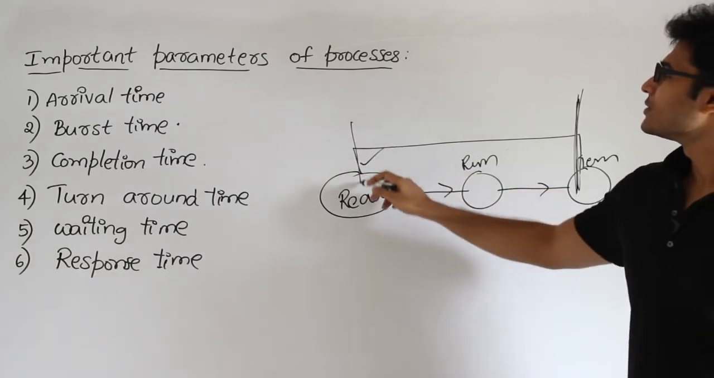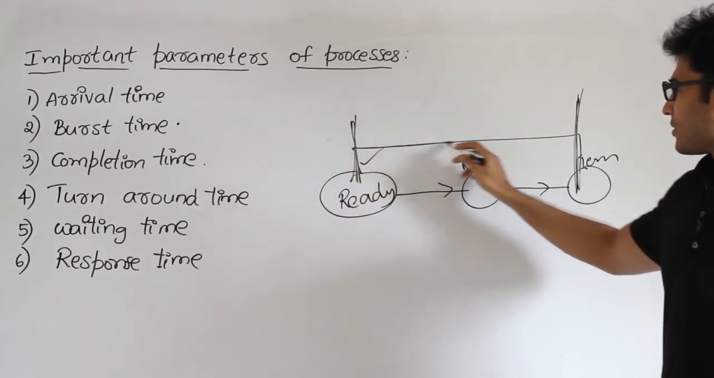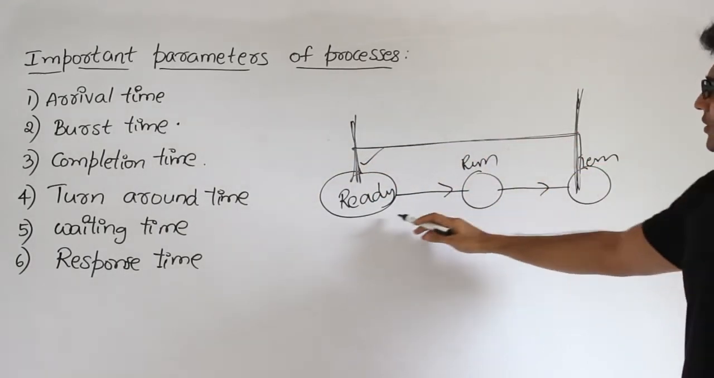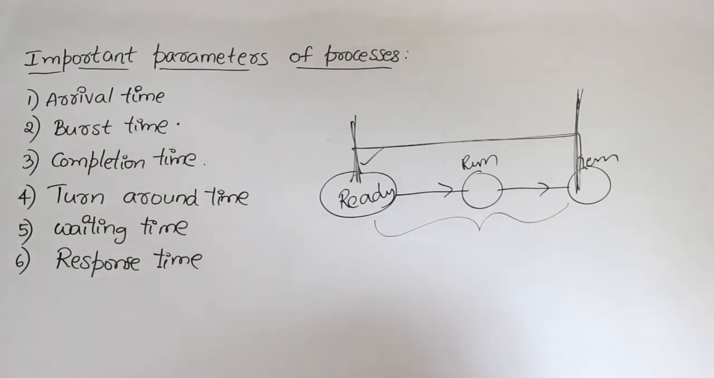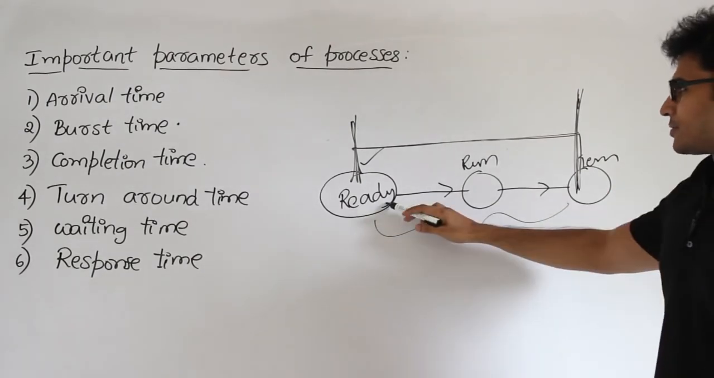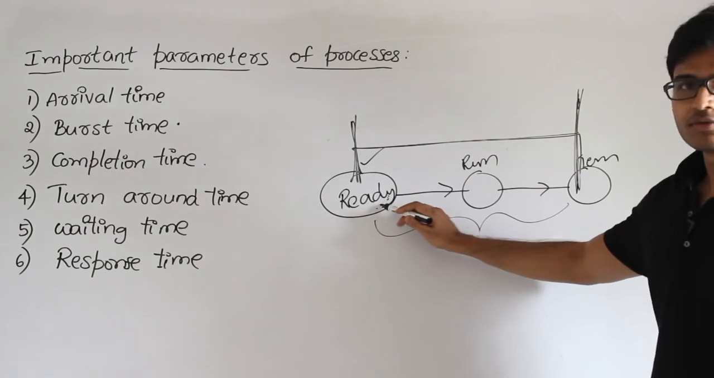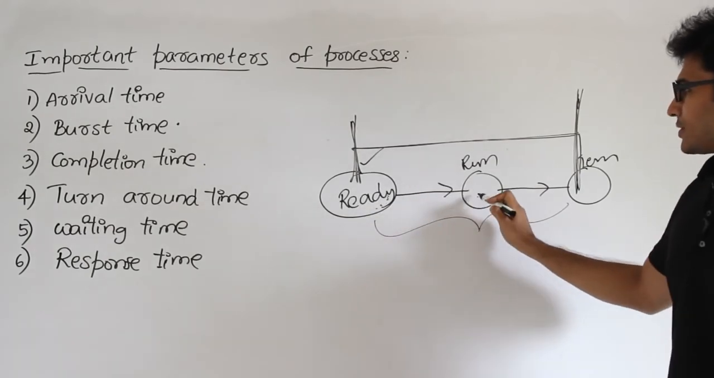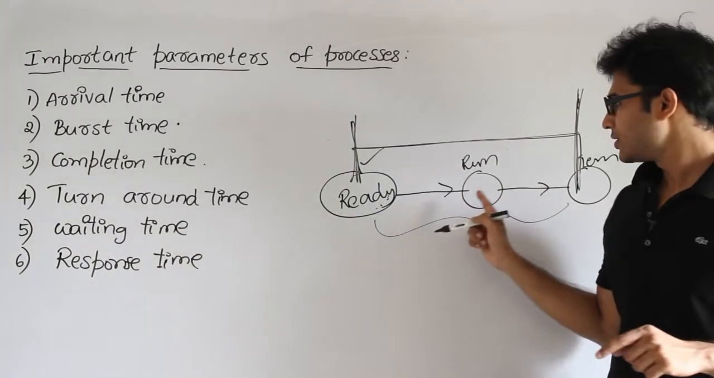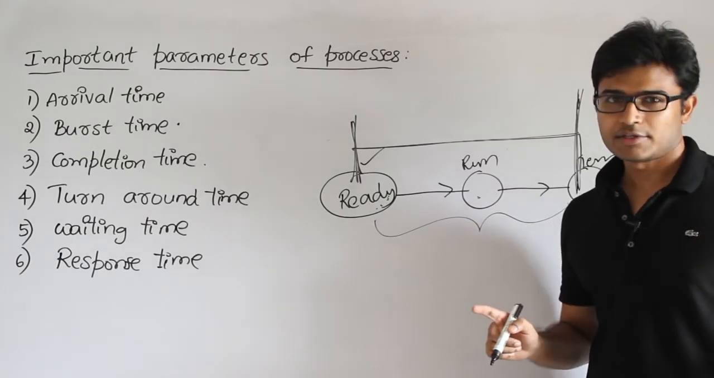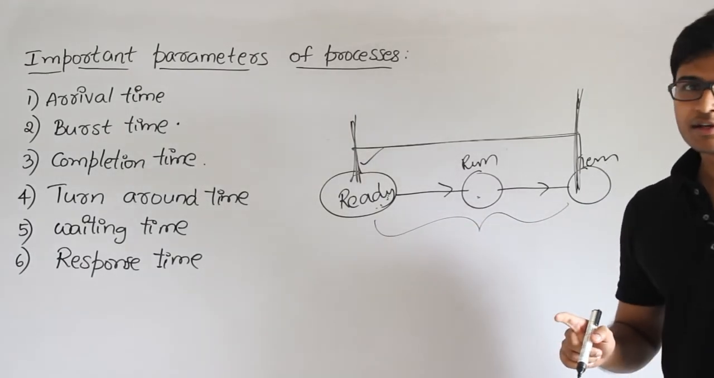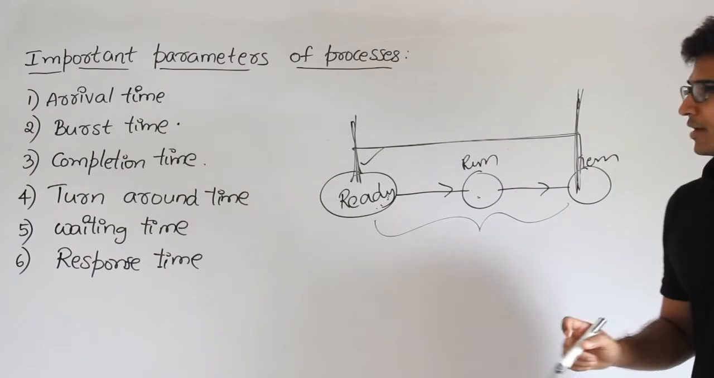Now if it is ready at some point, and it comes to finishing at some point, then what is happening in the middle? There are two things that will happen. One thing is it will spend a lot of time in the ready queue itself, in the ready state, or it will spend some time in the running state. How much time will it spend in the running state? That depends on the burst time, right?